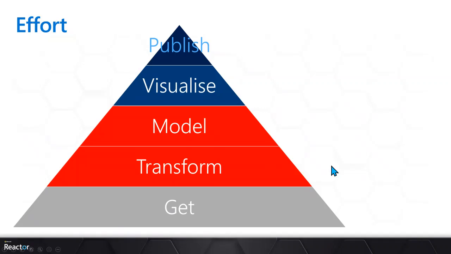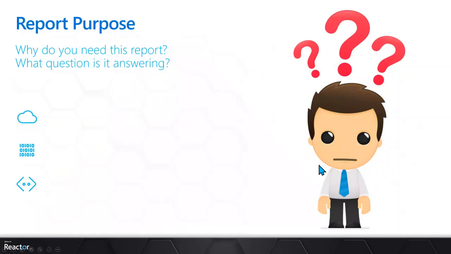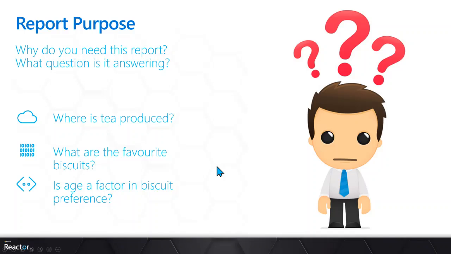So before you do any of that, the most important question is to actually work out why you are doing this report in the first place. Why are we bothering? We can all produce a report covered in charts. That's not a problem. We've all been able to do that in Excel for decades. But if they don't answer a question, there is no point. So you need to come up with a reason for doing what you're doing. Here are my questions for today. So where is tea produced? Where's tea grown around the world?